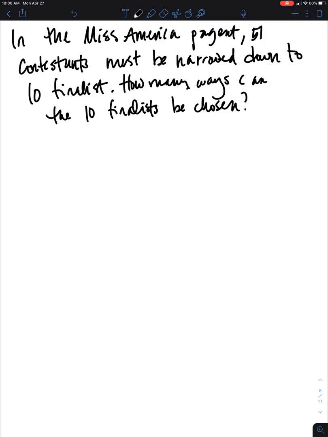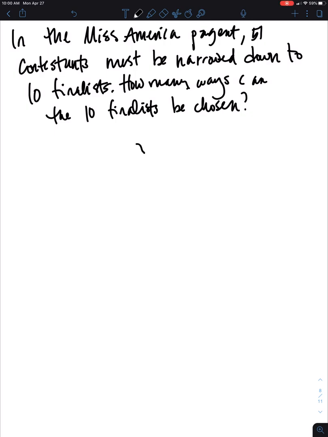In the Miss America pageant, 51 contestants must be narrowed down to 10 finalists. How many ways can the 10 finalists be chosen? Now, notice that order doesn't matter. We're just picking 10 people. Now, if they said top 10, so we have first place, second place, third place, fourth place, fifth place, that would mean order matters. But just picking 10 finalists, there is no order. So order does not matter here. So we're going to use a combination.